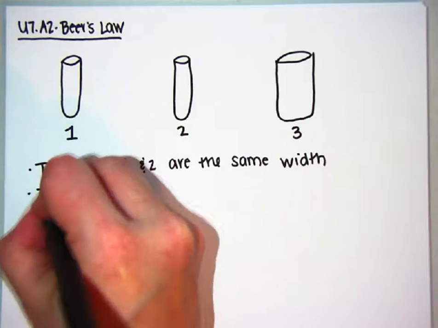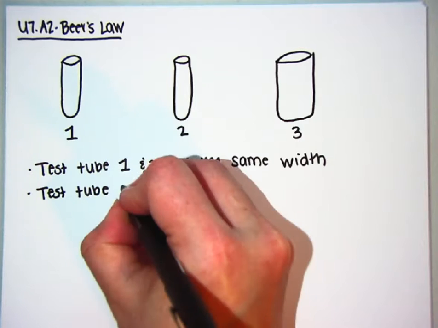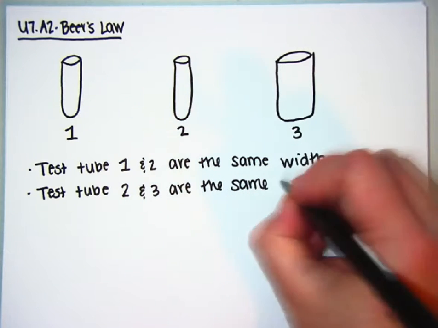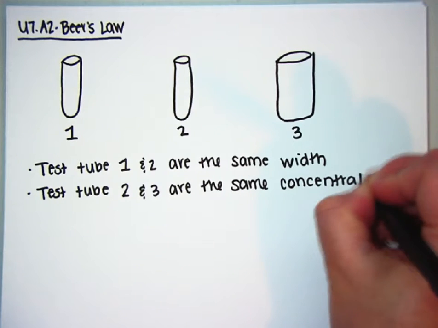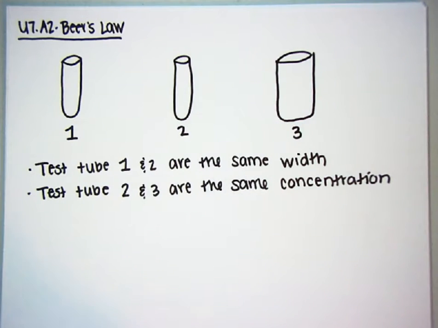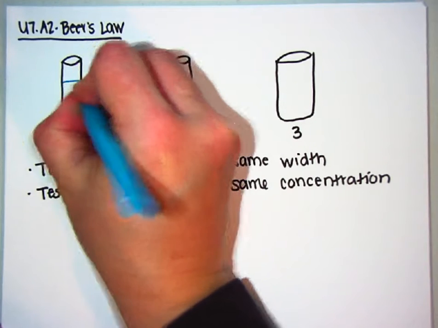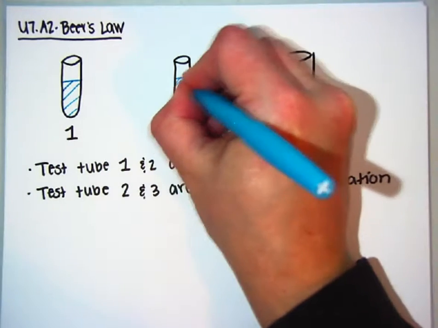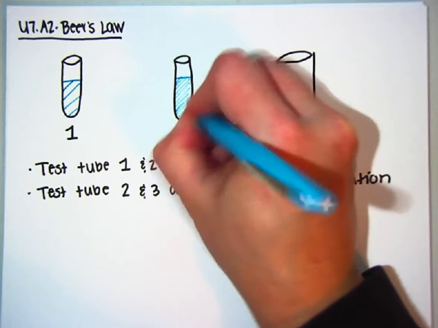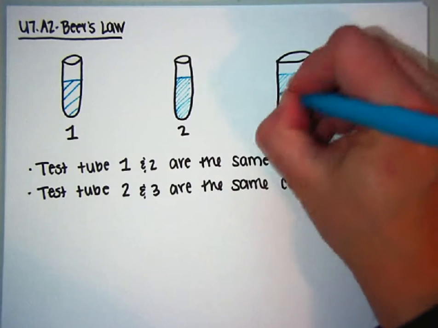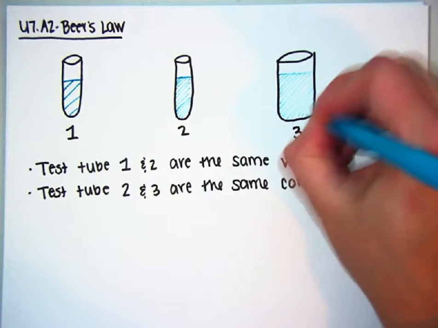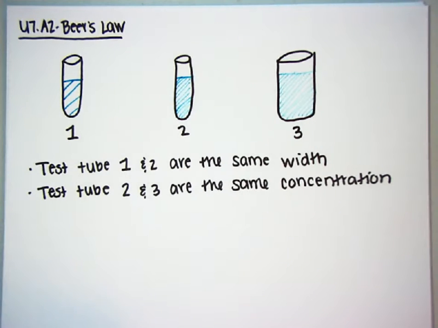And then we are going to assume that test tube 2 and 3 are the same concentration. I'm going to depict concentration just with some lines. If we have a solution that is not super concentrated, it's going to be light in color. If I have a solution that is much more concentrated, it's going to be a lot darker in color. Let's say we had a blue solution, maybe it's copper sulfate. So again, we are assuming 1 and 2 are the same width, 2 and 3 are the same concentration.